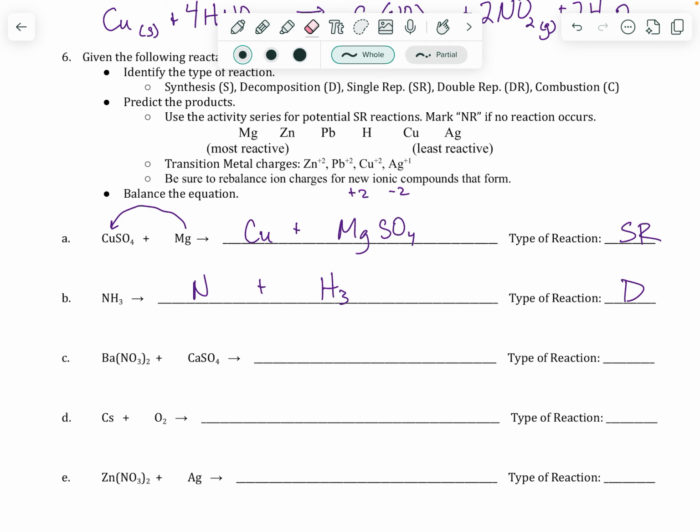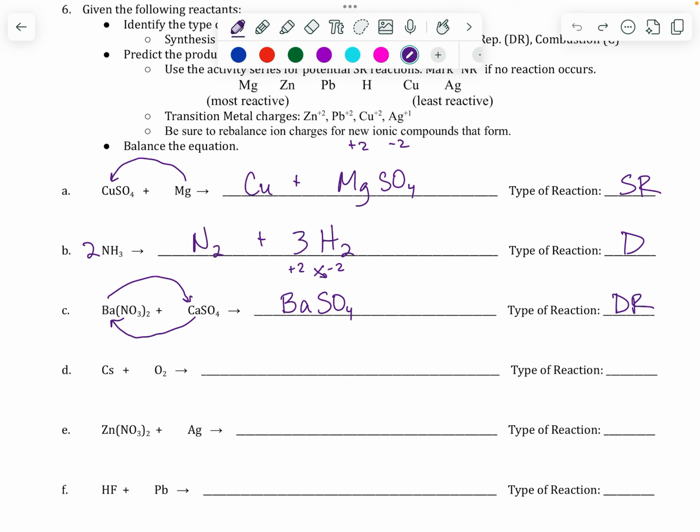This is going to be a double replacement reaction, which means that the front metals are going to switch spots. It doesn't matter what order, as long as the metals come first in these. So I'm just going to put the barium and the sulfate together. Barium +2, sulfate -2. Remember, if they are the same, we don't have to cross because they will cancel each other out.